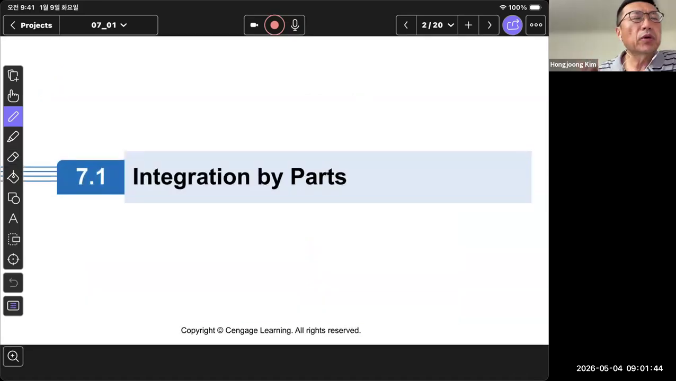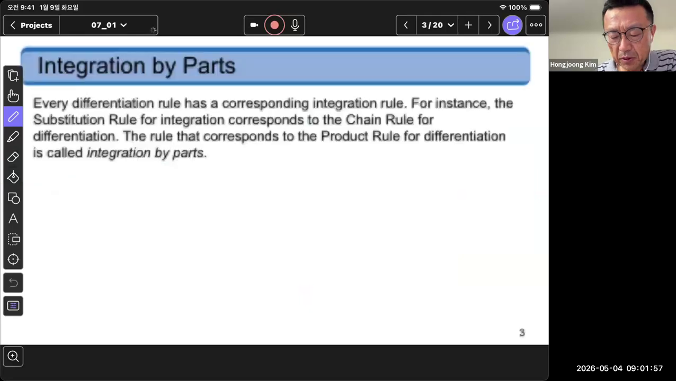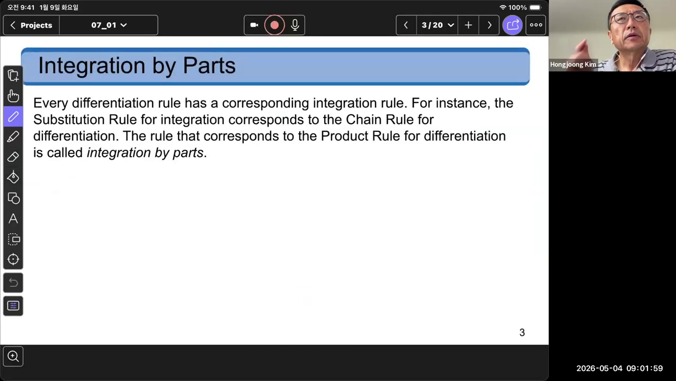Okay, the first thing we want to consider is integration by parts, which is very, very important. So this section is very important, so please listen carefully. Every differentiation rule has a corresponding integration rule.